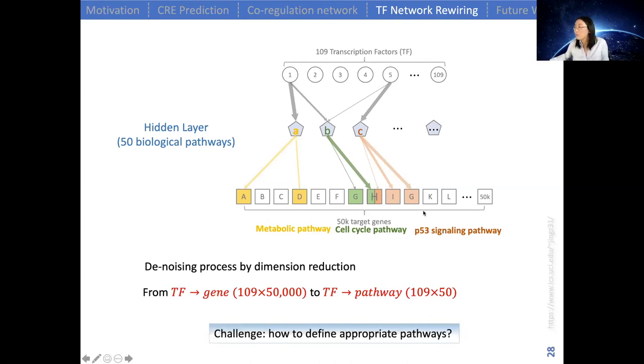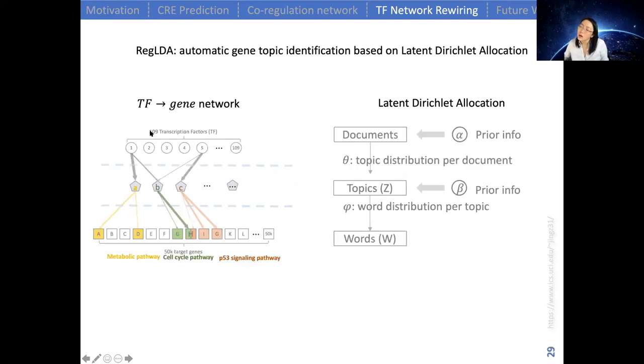So what we use here is the LDA model. You can see we treat the target gene pool for one transcription factor as a document. In this case, we have 109 documents because we have this many transcription factors, right? Then we automatically capture topics to mimic the biological process, for example, the pathway information that is important in this specific disease setting.